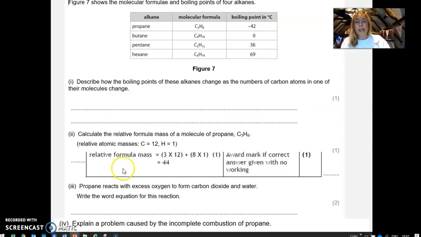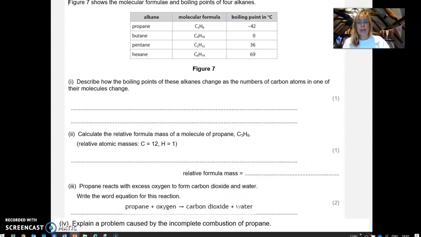In the second question, this is a reminder of a previous topic, calculating the relative formula mass of a molecule of propane. So you've got to take into consideration that the formula tells you you've got 3 carbon atoms and 8 hydrogen atoms. So carbon has a mass of 12, so 3 times 12 is of course 36, and you've got 8 times 1 of hydrogen, so that's 44 in total. A nice easy mark there. Okay, moving on to the next question.